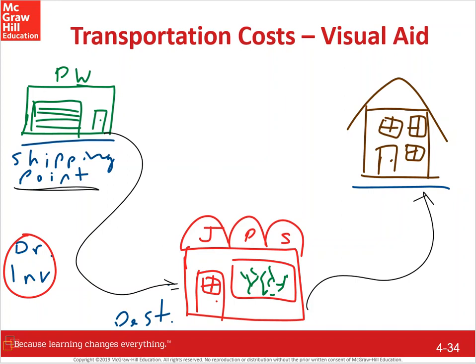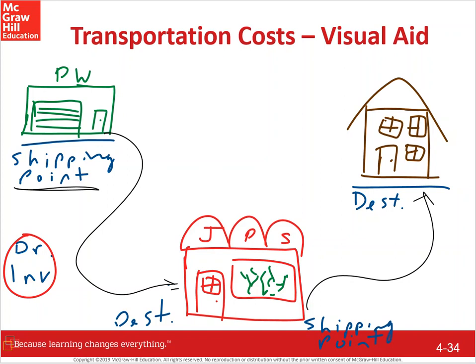Who am I? Am I the shipping point or am I the destination? Well, now June's plant shop is the shipping point, and our customer is now the destination. And if our freight terms say FOB, free on board destination, that means it's free at the destination. So then who has to pay? We do. June's plant shop has to pay. So yes, I have to pay.